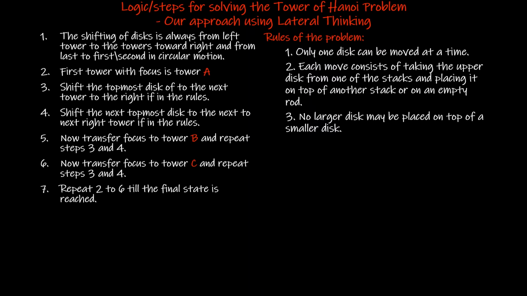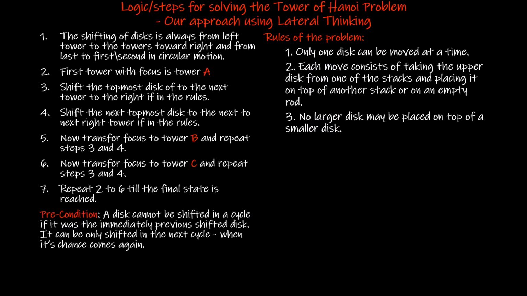That means all the disks will be on the rod or the tower B, and they should be in the ascending order of size. And there is one precondition, which is this, that we cannot move a disk which was just immediately shifted from the previous or the left rod. We can do so only in the next cycle. That means when we again come back to the same rod or same tower, we can move the disk. Otherwise, we cannot move that very disk in that very cycle.